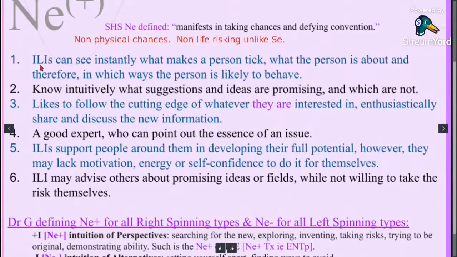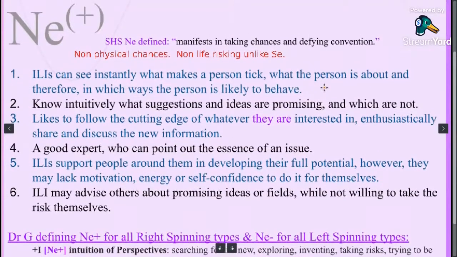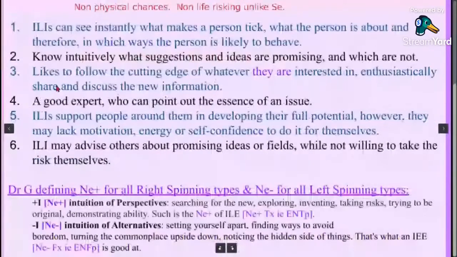ILI, so that's the NIT, intuitive, logical, introvert, can see. So I think this is a little bit like turning it into a bit of a superpower. I mean, they've not all got this brilliant insight into people. ILIs can see instantly what makes a person tick, what the person is about, and therefore in which ways the person is likely to behave. They're not that good, because they don't instantly see it, because they're not able to read the affect display very well, because they've not got an interest in it.